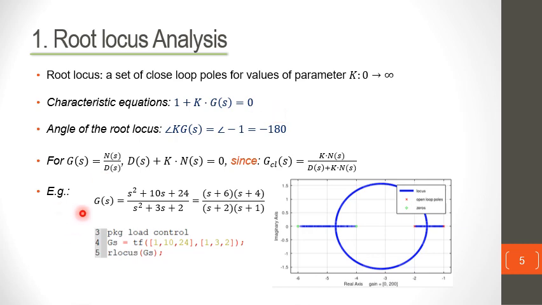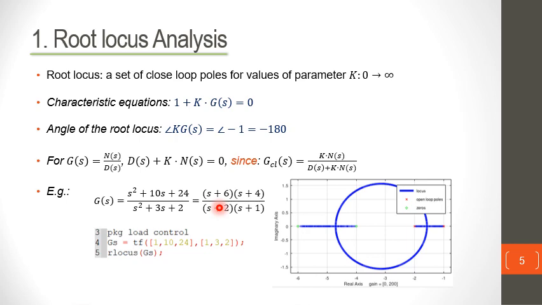So let's take an example here just to clarify what I'm saying. If we have a transfer function g(s) which has zeros located at -6 and -4, and then two poles located at -2 and -1.